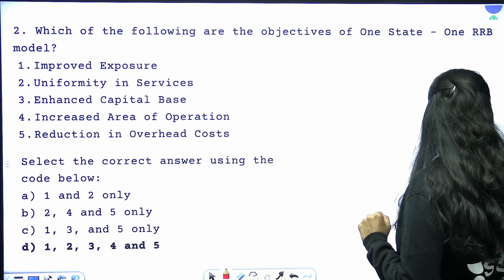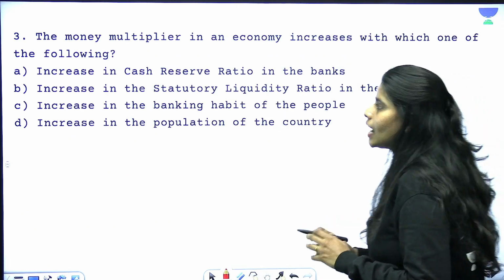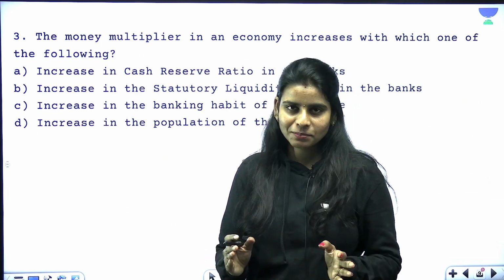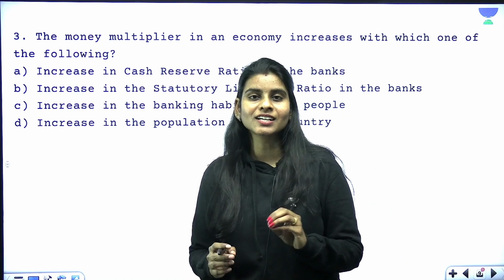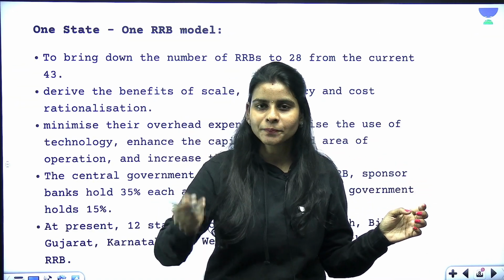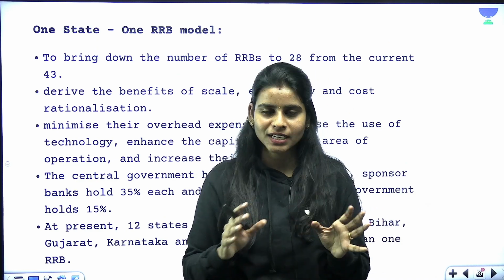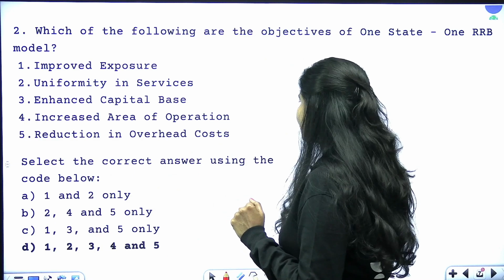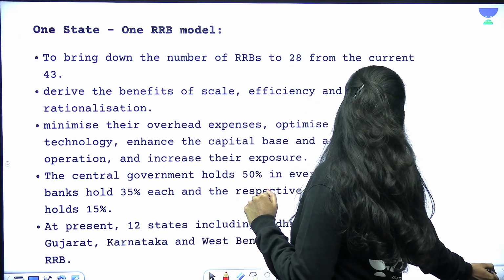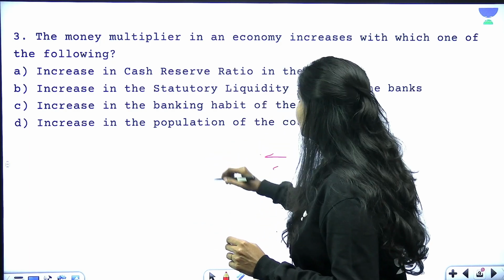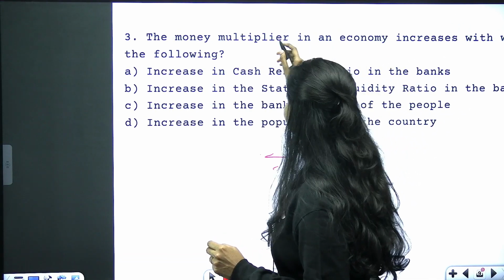Moving forward from here, we have another very important question, that is your money multiplier. As far as UPSC is concerned, almost every alternate year, definitely you will find a question from money multiplier. I think it's the favorite topic for UPSC. So here the money multiplier question is asking you to find out in what conditions increase in, okay, just a second.